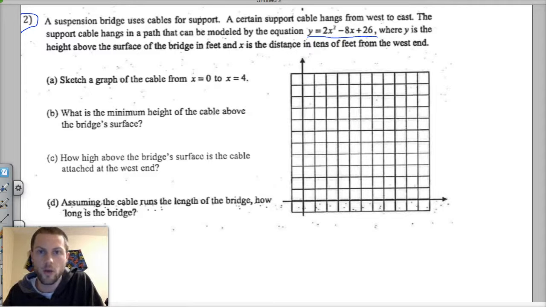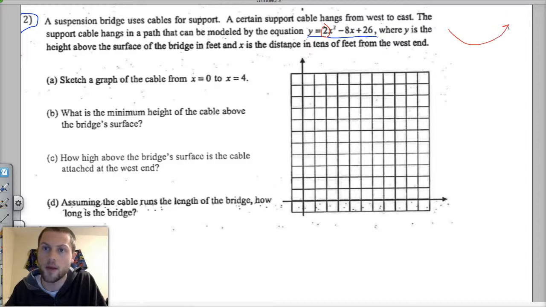So right away, when I'm looking at this, if this is a model for my cable, I have to think about what kind of a picture this makes. My a value is going to tell me that this is going to be an upward opening parabola. So I'm thinking in my mind something like this. And that's really all I have to go for right now.